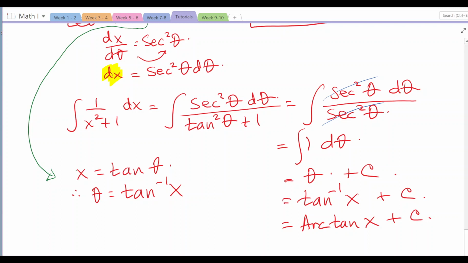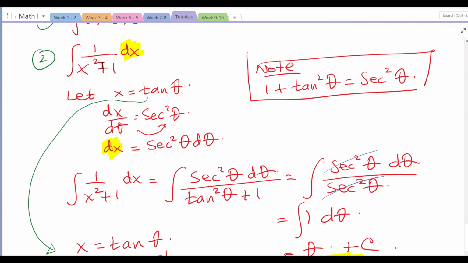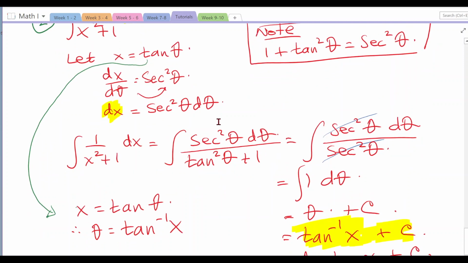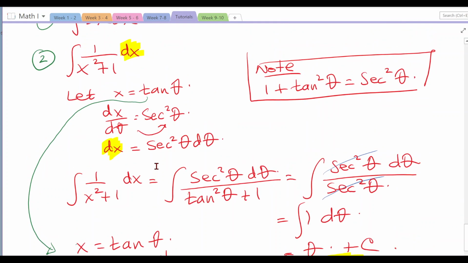Let me just highlight this part here as the answer for the second part, which is this one. You can also check in the basic table of formulas for integration, for derivative calculus, if you like. The integral of 1 over x square plus 1, the answer will be inverse tan x plus c. Go ahead, check it.